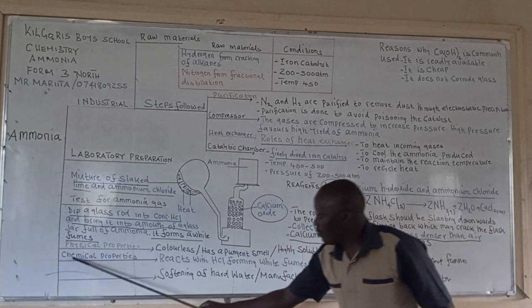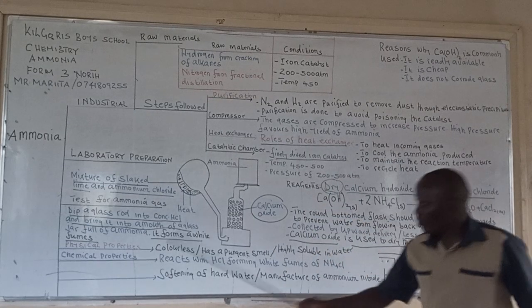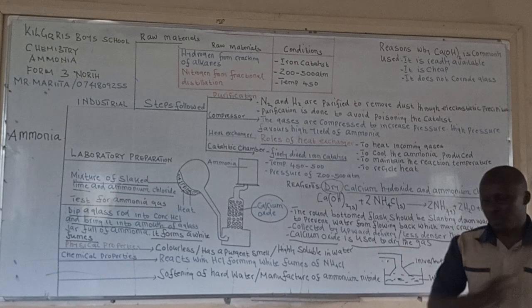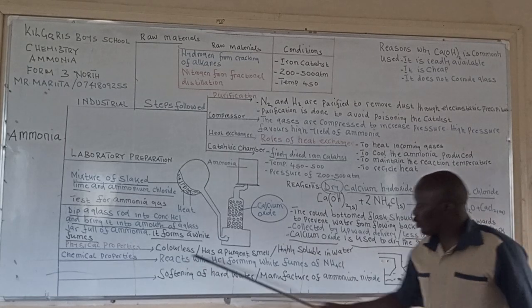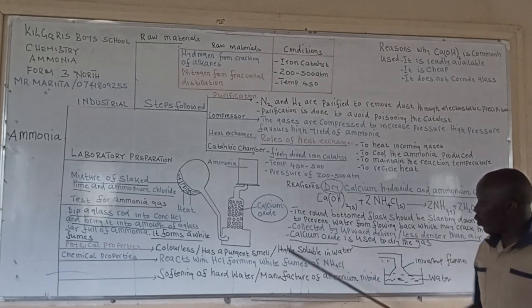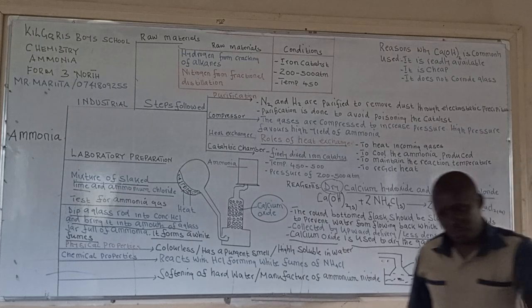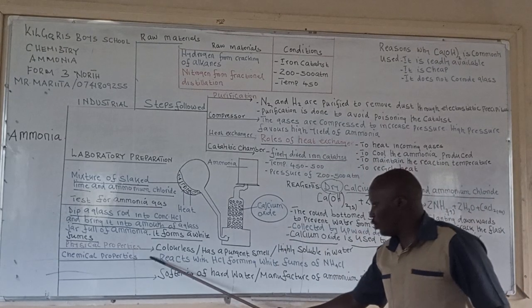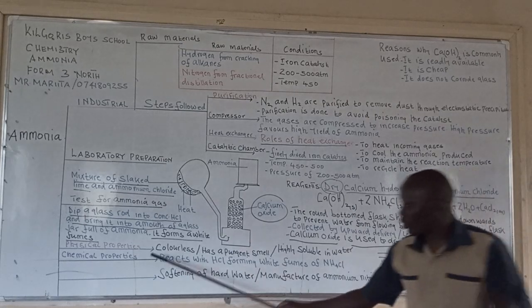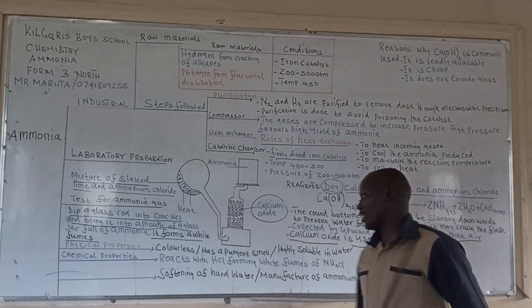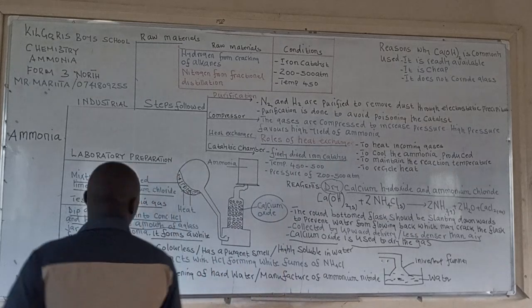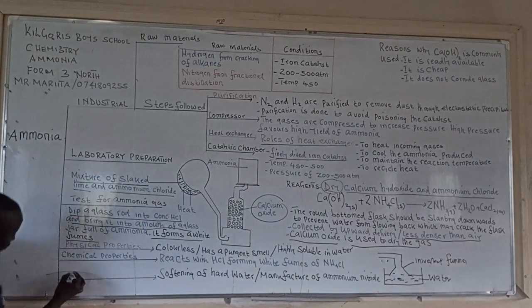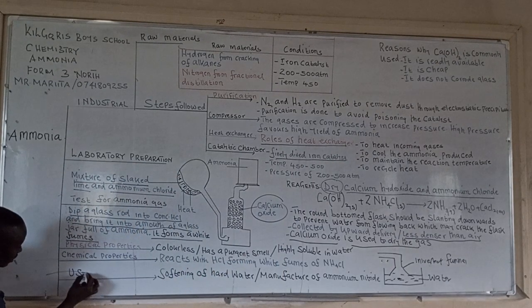Now, what are the chemical properties of ammonia? It reacts with HCl to form white fumes. Get a KLP, Top Notch, or any other revision book, and you will get more chemical properties of ammonia gas. Now, we can also have the uses of ammonia gas.